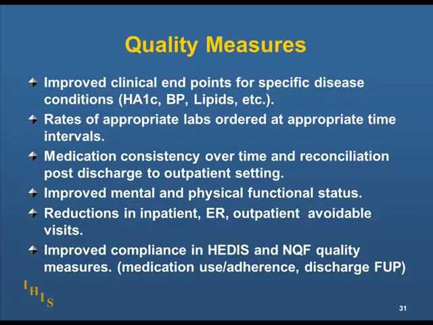Quality measures, you heard earlier, improved clinical endpoints is very important. How do we get people to the right hemoglobin A1Cs, the right blood pressure, right lipid levels? How do we determine that rates of appropriate labs have been ordered at the appropriate time intervals? So not 3 doctors ordering a hemoglobin A1C at 3 different times for a patient in a 3-month period of time, right? Is that wasteful?